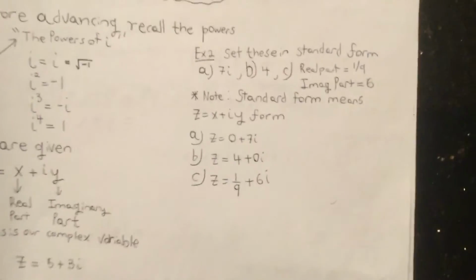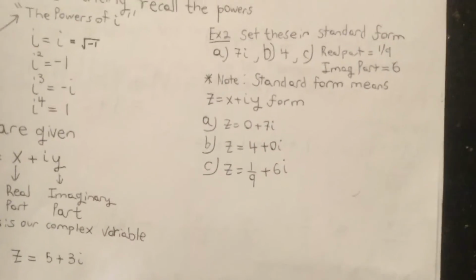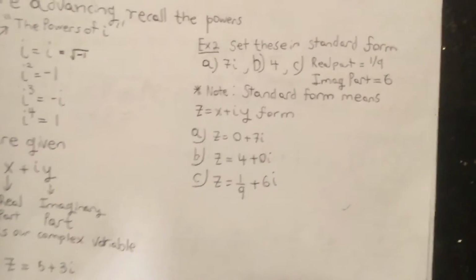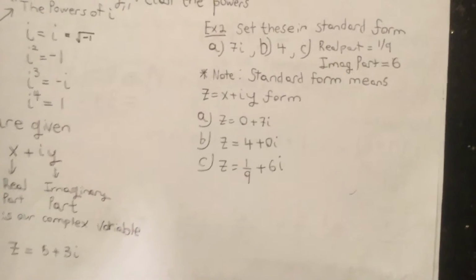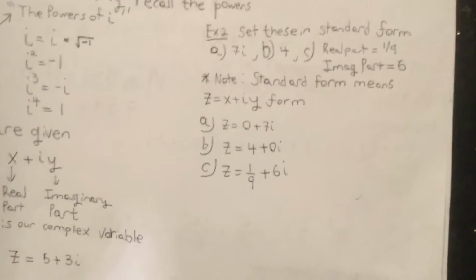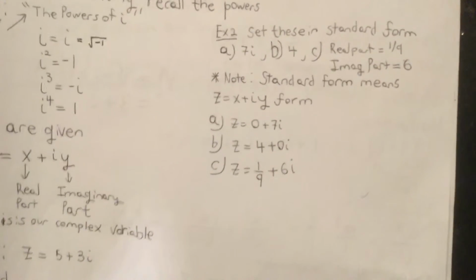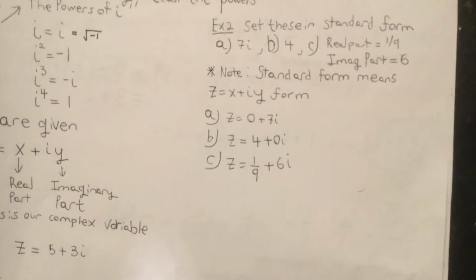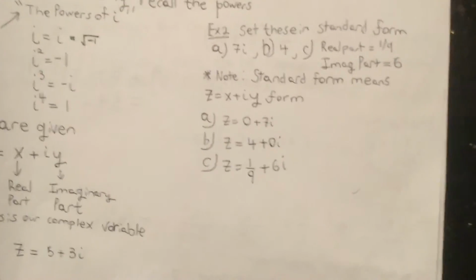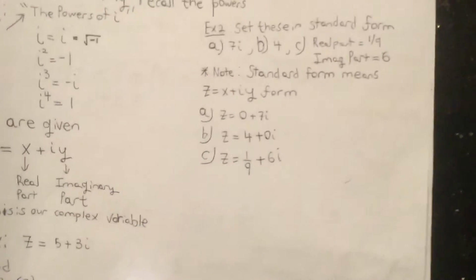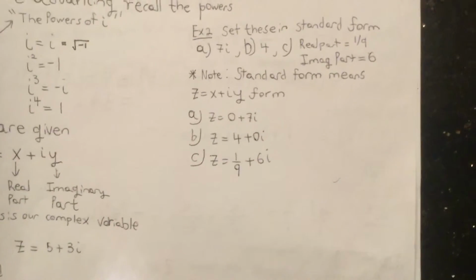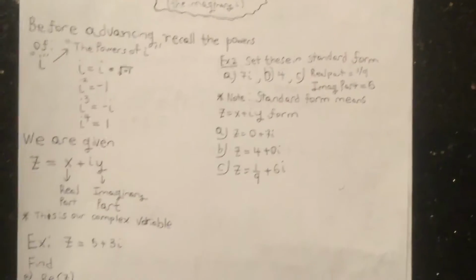Now, A is written in standard form as z equals 0 plus 7i, because the real part is 0. B, it's z equal to 4 plus 0i. There is no imaginary part, it's just a 0, while the real part still remains intact as 4. Now, for C, you have z equal to 1 over 9 as the real part, plus 6 times i as the imaginary part.